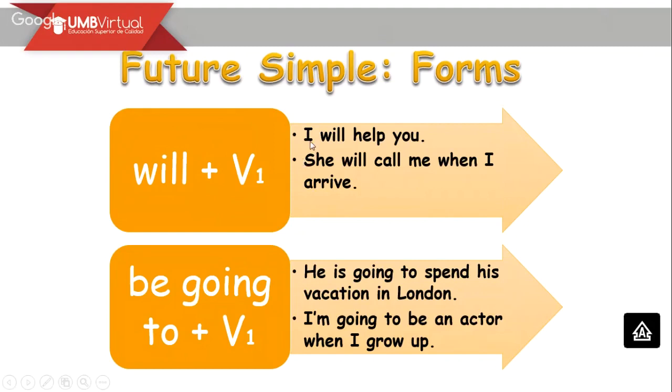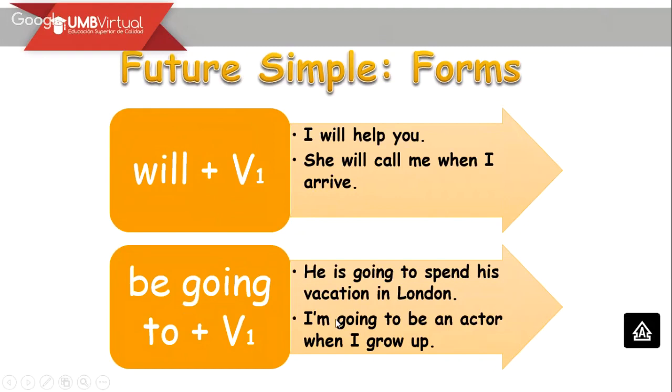So for the first part, I will help you, yes. As you can see right here, it is an intention. Is that something that you are interested in doing? Yeah, it's because maybe a friend asked you, or it's just because you really want to do something for another person. In this case, as you can see, we have the use of will. For the second one, she will call me when I arrive. Yeah, you are talking about perhaps a decision, according to one situation.